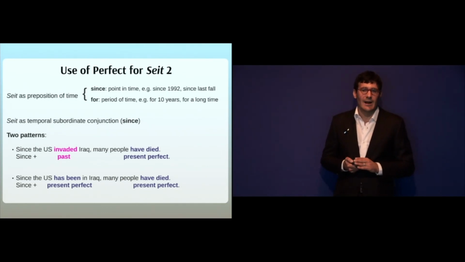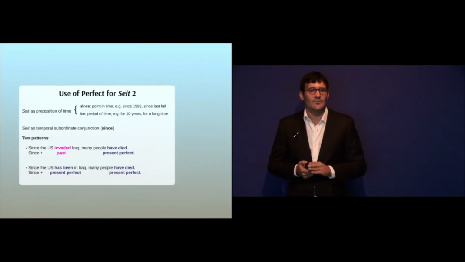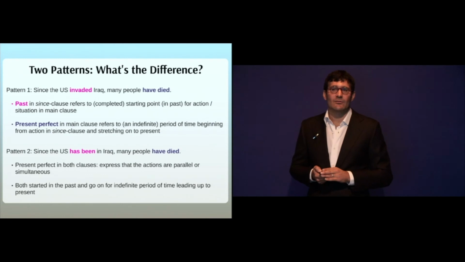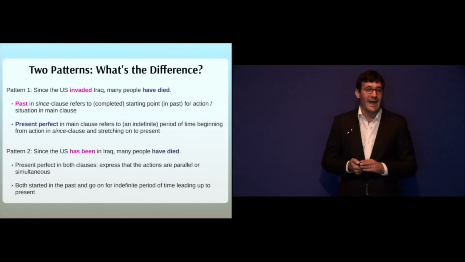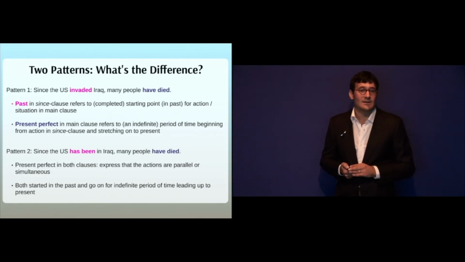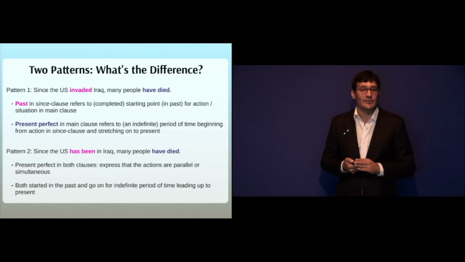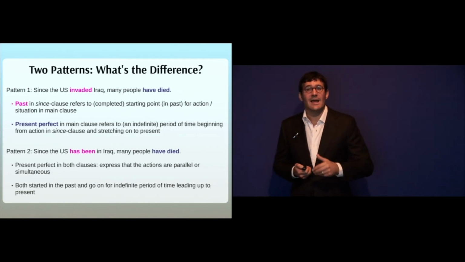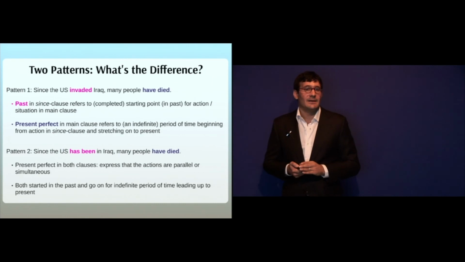Since the US has been in Iraq, many people have died. We have since plus present perfect, present perfect. Now, what's the difference between these two patterns? Since the US invaded Iraq, many people have died. The past in the since clause refers to a completed starting point in the past for the action or situation in the main clause. When did the US invade Iraq? In 2003. So since the US invaded Iraq in 2003, an action in the past, many people from 2003 up into the present have died. So the present perfect in the main clause refers to an indefinite period of time beginning from the action in the since clause and stretching on into the present.